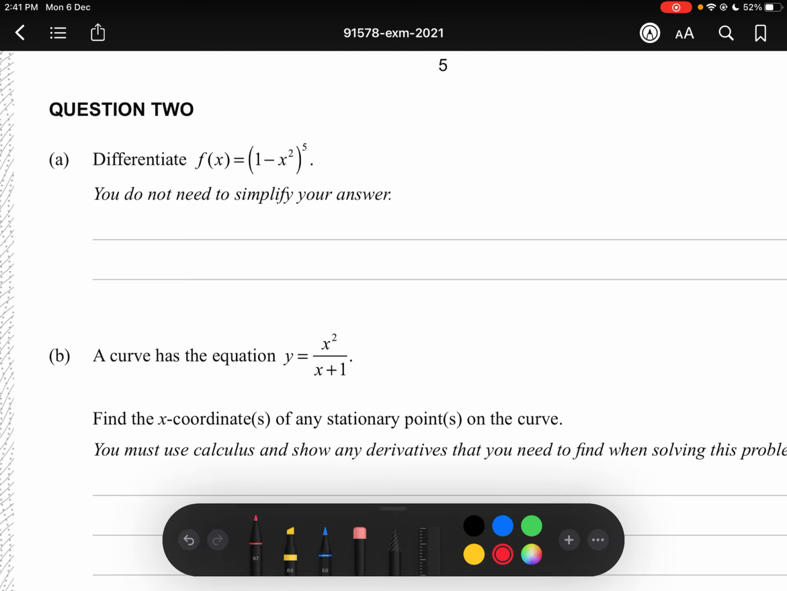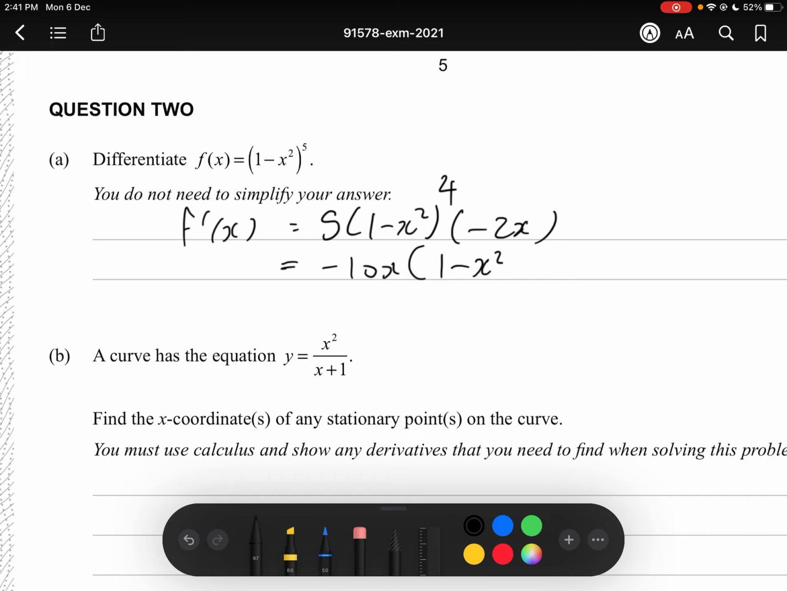Differentiate f of x equals (1 minus x squared) to the power of 5. So in this case, we're just going to use our simple chain rule. So f dash of x equals 5 times (1 minus x squared), bring the power down by 1, so now it's to the power of 4, times the derivative of the inner function, which in this case is just negative 2x. You don't need to simplify your answer, but if we were to simplify, we just bring the x to the front, and that would be our final answer. And this will just be an achieved level question.